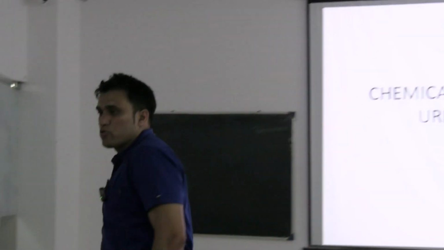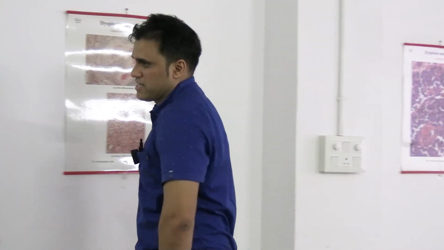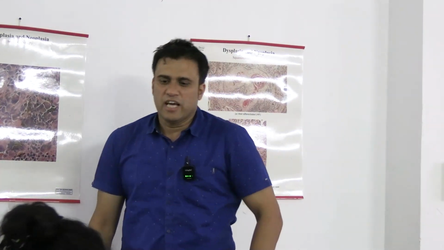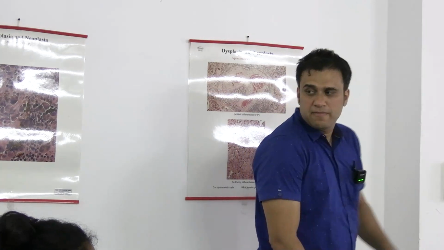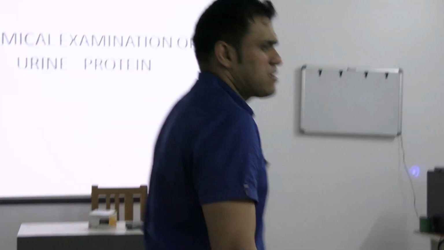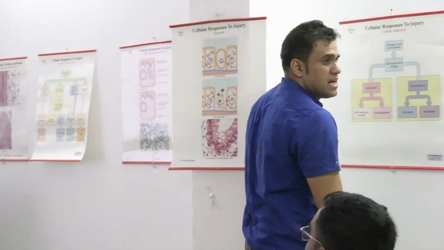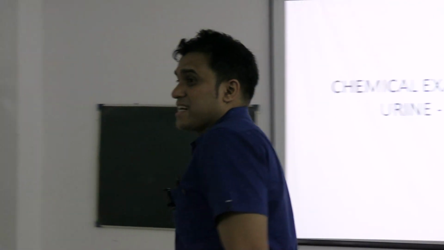So what are the various proteins that are excreted? Tell me the name of the proteins that are excreted. Start with the commonest one. The first one is albumin. Where does it come from? Plasma. Albumin, the most common. What else is there?